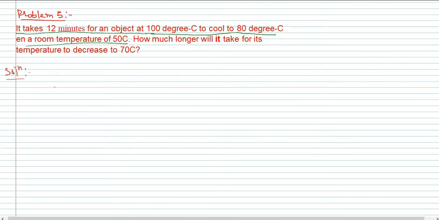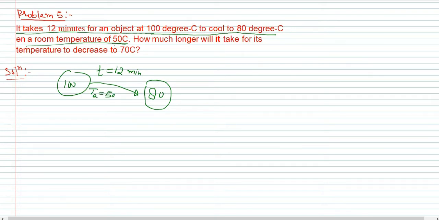I mean, say we have a body, right? Its temperature is 100 degrees centigrade, and its temperature drops to 80 degrees centigrade, and it takes 12 minutes. Okay, now keep in mind the room temperature, the Ta, is 50 degrees centigrade, right? Because it's mentioned here. Now what we have to find is how much time will it take to decrease the temperature to 70 degrees centigrade. Now it will decrease further to 70 degrees centigrade, and here we have to find this time. That is the problem.